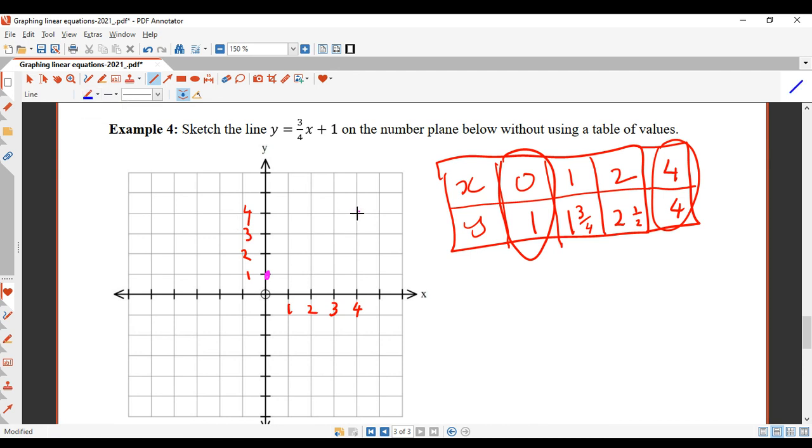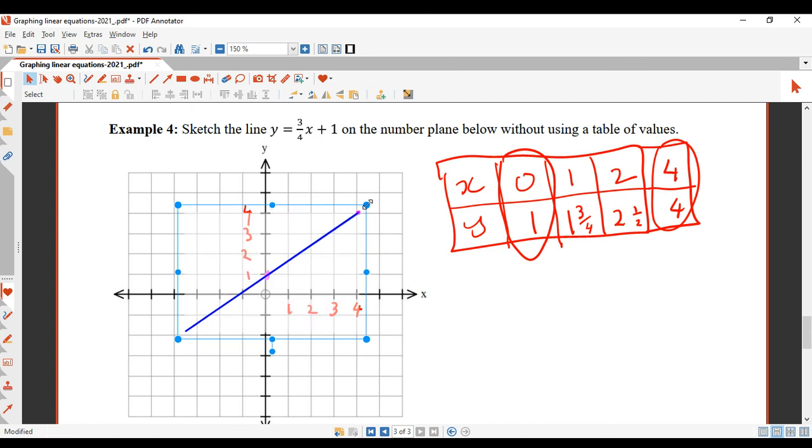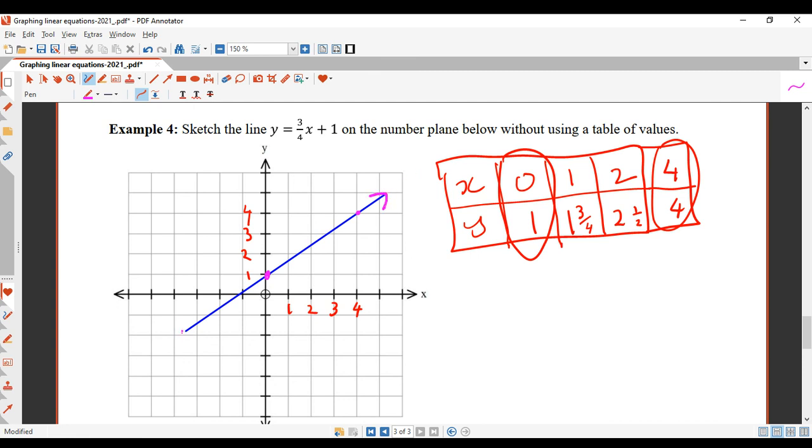So here are the 2 points. I don't need to plot any more than 2 points. Third point is usually just for more accuracy. So just drawing that through, extending it past those points. And there it is. So there's my equation, graphed as a straight line. Okay, so that is my last example.